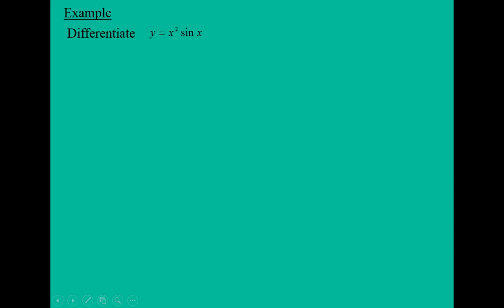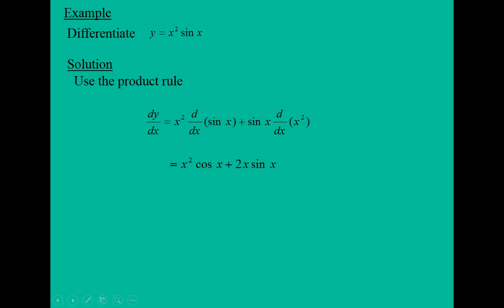Differentiate y equals x squared times the sine of x. We have an f of x times a g of x, so we need to apply the product rule. We'd have the first function times the derivative of the second function plus the second function times the derivative of the first function. We just found the derivative of the sine of x is cosine, and the derivative of x squared is just 2x. So we'd end up with x squared times cosine of x plus 2x times the sine of x. That's our derivative.